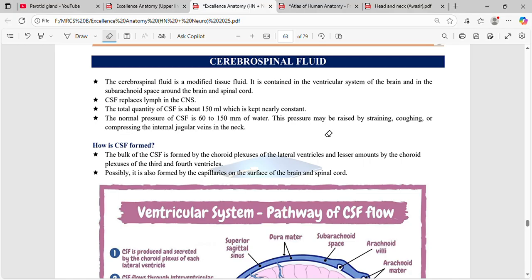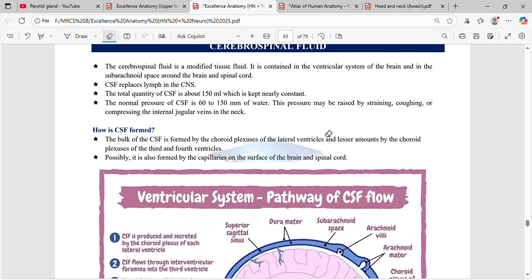The total quantity of CSF is about 150 mL, which is kept nearly constant, and it is replaced 8 hourly. The normal pressure of the CSF is 60 to 150 millimeters of water. This pressure may be raised by straining, coughing, or compressing the internal jugular veins in the neck.